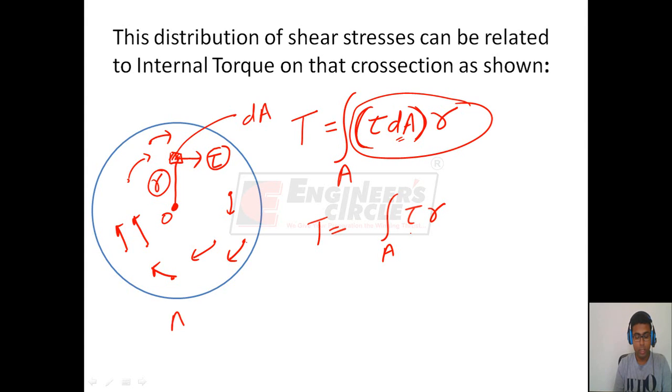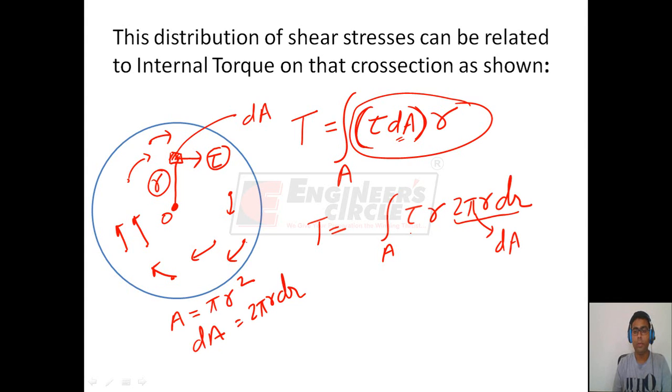Now we know that the area of circle is given by pi r square. Therefore, a differential area dA will be given as 2 pi r into dr. Therefore, we can write this as 2 pi r dr. This is dA. Now to integrate the equation, we need the variation of shear stress with respect to radius.